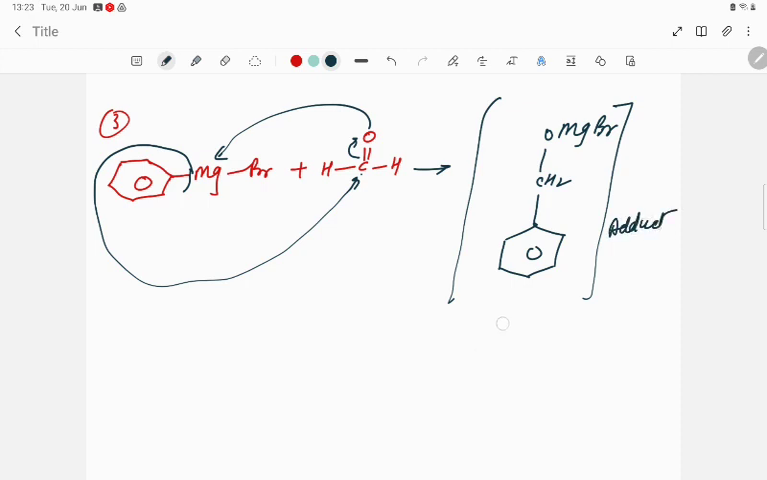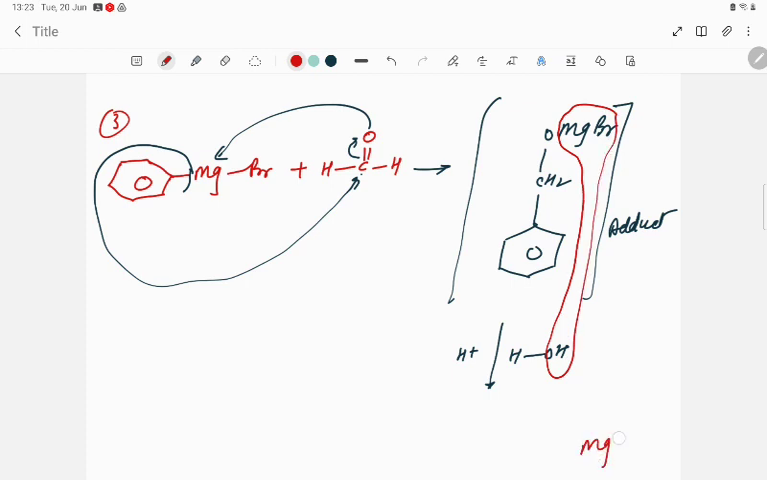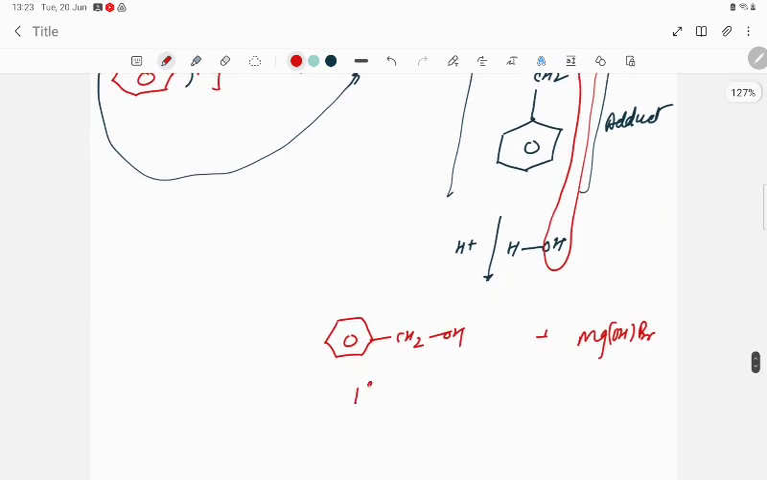Now this adduct, on acidic hydrolysis, MgOHBr goes out, and what is left is benzyl alcohol. You know that benzyl alcohol is a 1 degree alcohol. So this is the 1 degree alcohol.